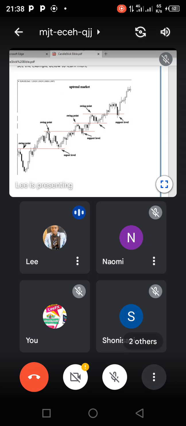The moment the market reaches here, I want to show you that the points change. Your support can also become the resistance, depending on the market. When the market penetrates or crosses your support, that support turns into a resistance. Same applies to the resistance, it can also become your support.